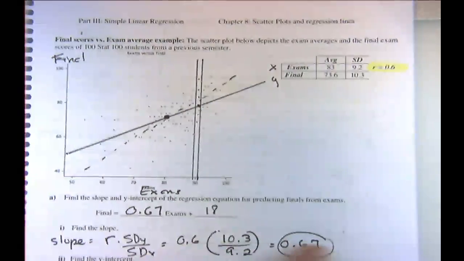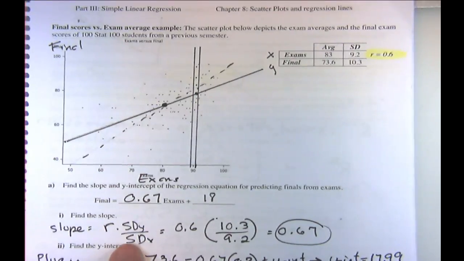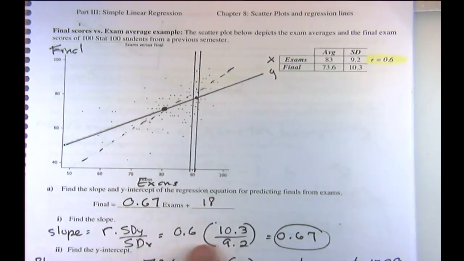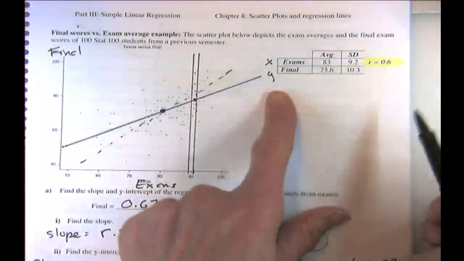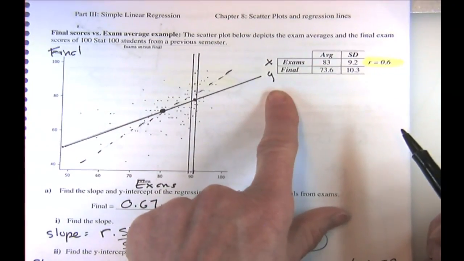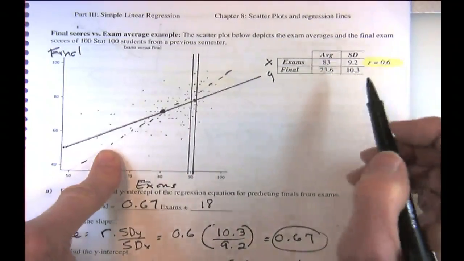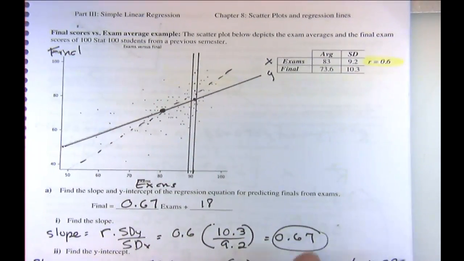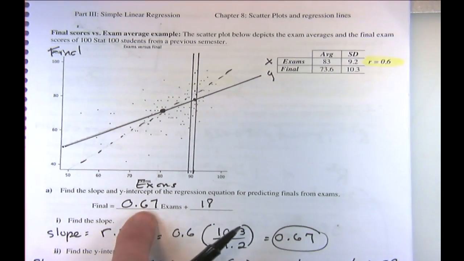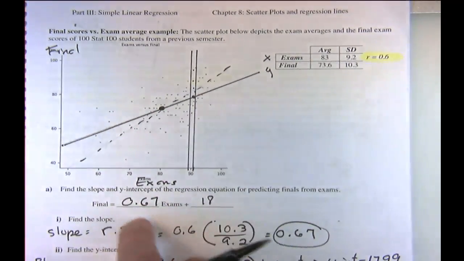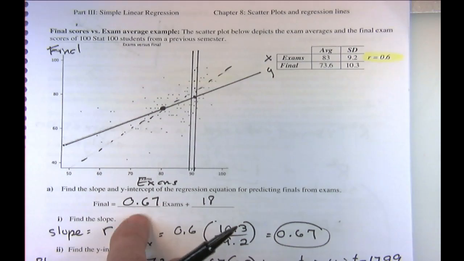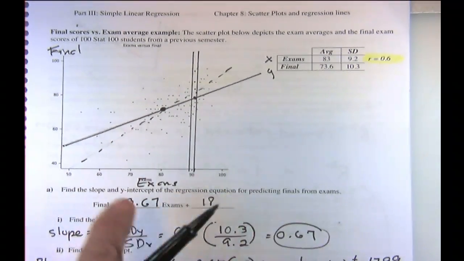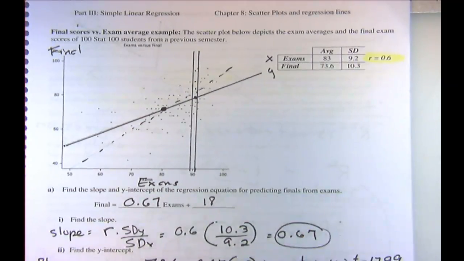So we said R times SDY over SDX, on page 29, and we took the ratio. Y is always what you're trying to predict. This is the same plot here. And so we said 10.3 over 9.2, and we got that. So we plugged that in here. Notice we've changed the order. In statistics, the convention always is to put the intercept first, and then you follow with your slopes.